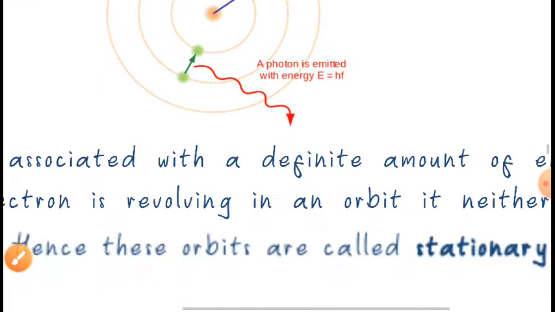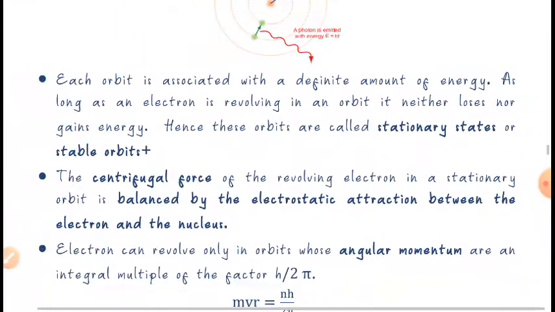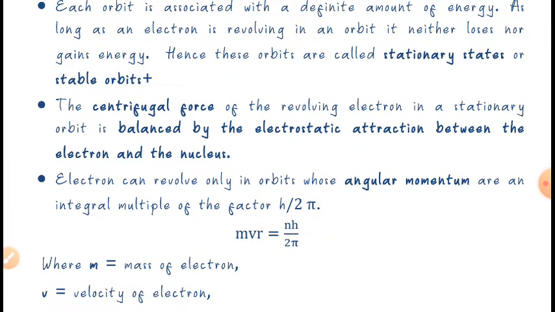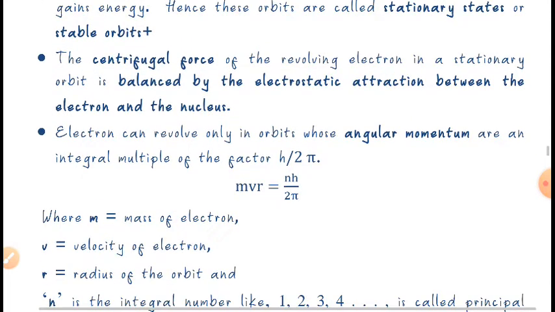And about the electrostatic force, this electrostatic chapter is there in class 12, the first chapter of physics. So you will learn about electrostatics in detail in class 12. Okay, so what he says is that the centrifugal force of the revolving electron in the stationary orbit is just balanced by the electrostatic attraction between the electron and the nucleus.